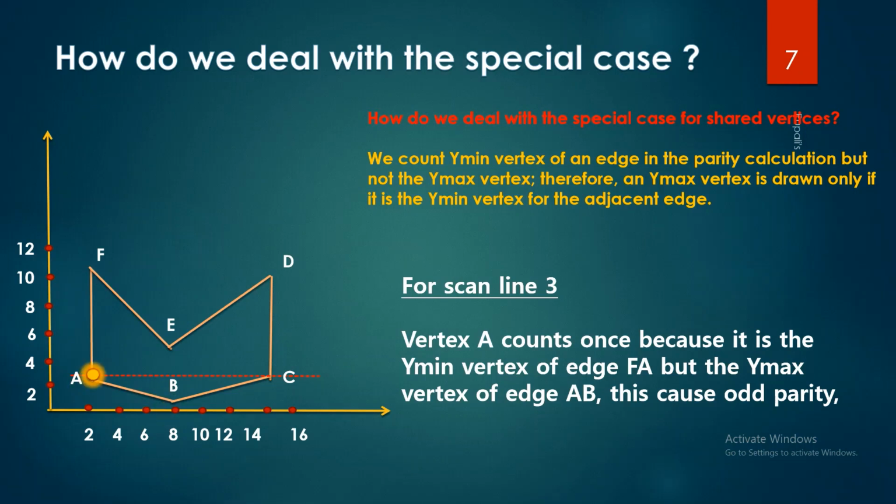In this case, two intersections occur at the same point. So here the parity is initially even, then odd, then again even. So in this case, you have to count this vertex once. Vertex A counts once because it is the y-min vertex of edge FA, but the y-max vertex of edge AB. In this case, you have to count vertex A only one time. This causes the parity of this vertex to be odd.